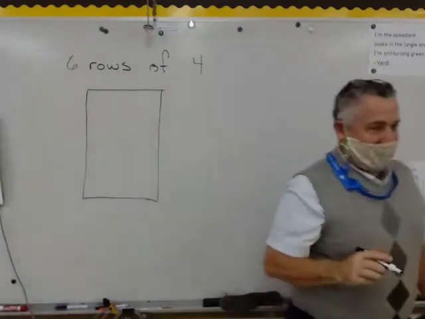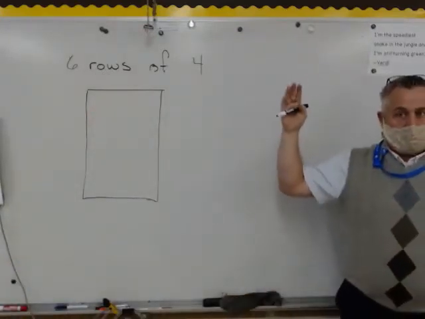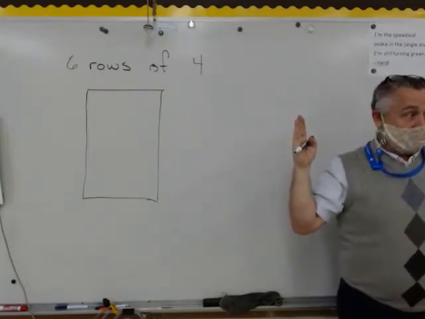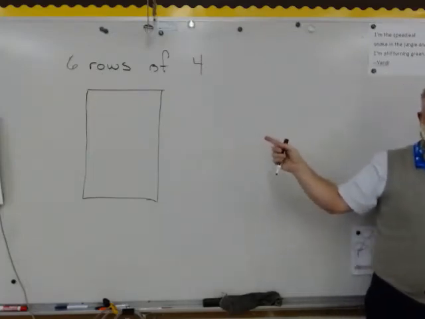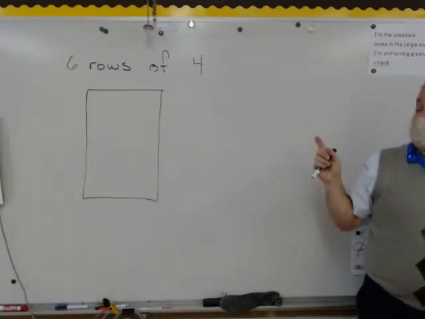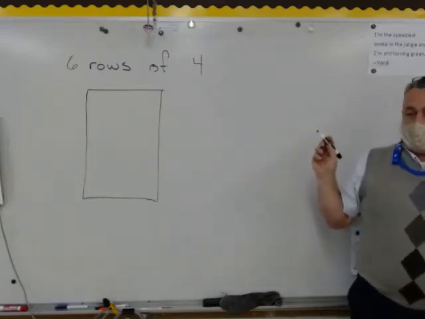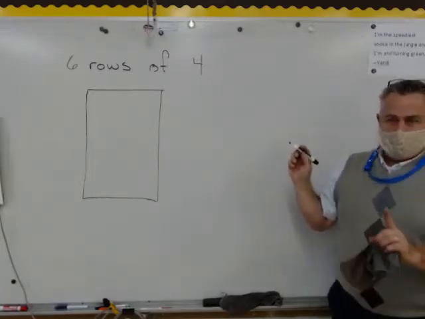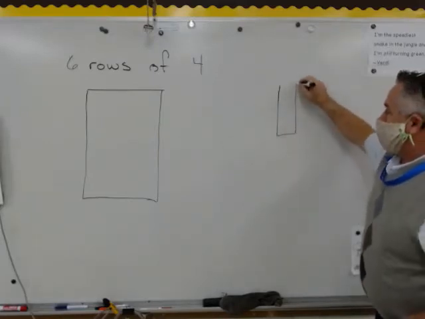See how I made my rectangle taller than it is wide? Because I know it's going to end up being that shape eventually, right? Okay, now I have to end up with 6 rows. I want you to see something here.